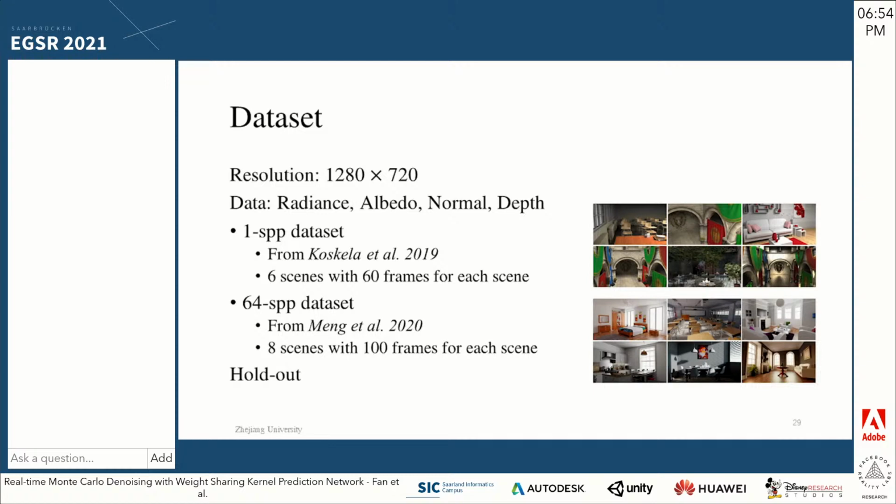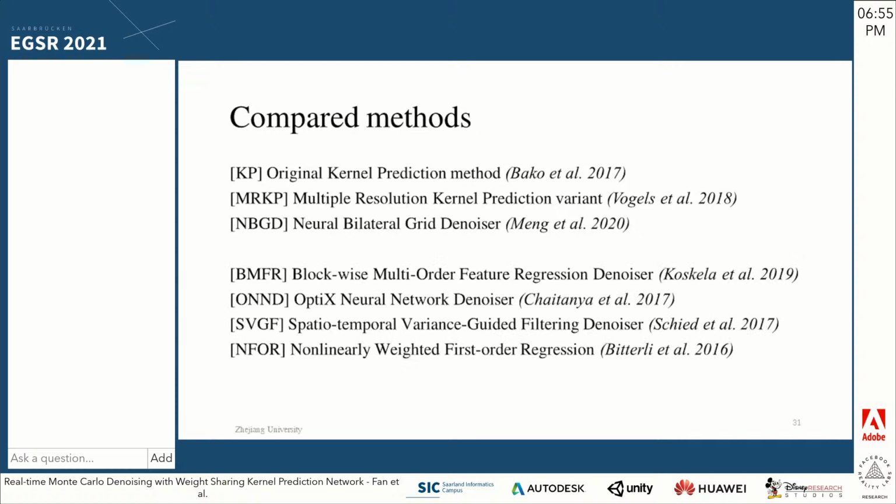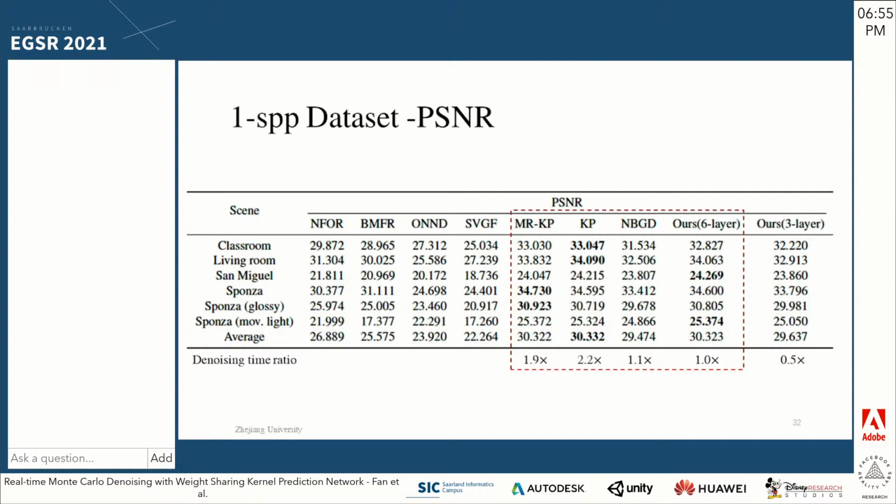We mainly compared our method to the basic kernel prediction method and its multi-resolution variant, and the recent neural bilateral grid denoiser. For the KP method, we use the same network architecture as ours and directly predict full rank kernel map, whose kernel size equals the maximum fusing kernel size we used. We also included comparisons to some relevant real-time denoising methods. We use the PSNR evaluation metric for comparison. A higher value means achieving better quality. We also present the denoising time ratio on the basis of our method.